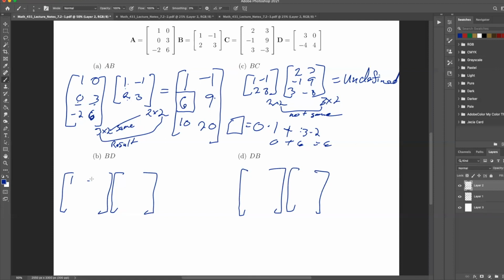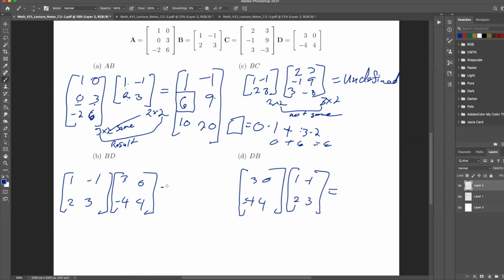So B is [1, -1; 2, 3] and D is [3, 0; 0, -4, 4]. And then here we'll have D times B: [3, 0; -4, 4] and then [1, -1; 0, 3].